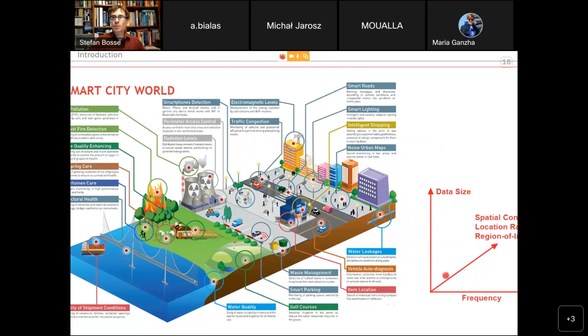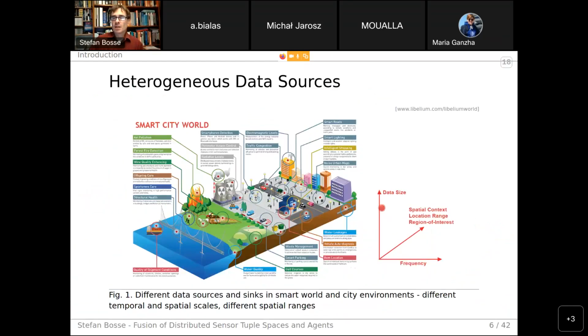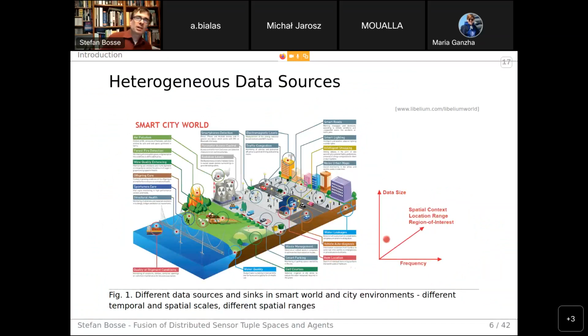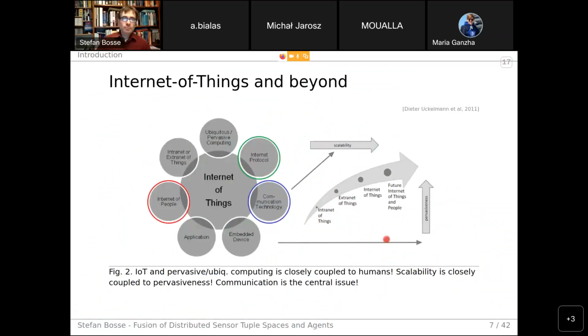But what is important, we have a three-dimensional space. If we consider data, we have the data size of one data element. We have the frequency, one new data element per second, per day, or whatever. And we have a spatial context, a location range. For example, a building sensor measuring the crowd flow must have a spatial context, because if I don't know where the sensor is, the information is not usable. So this is the three-dimensional space of data we have to address.